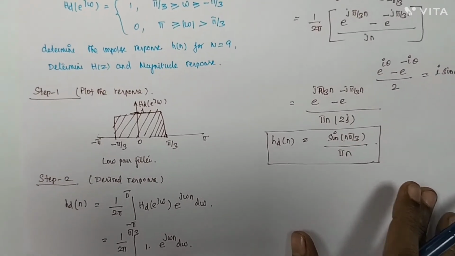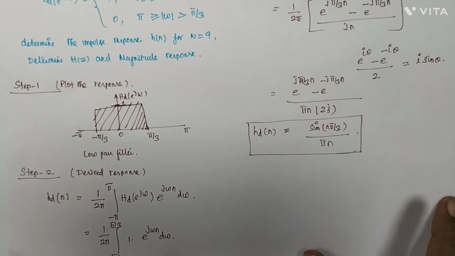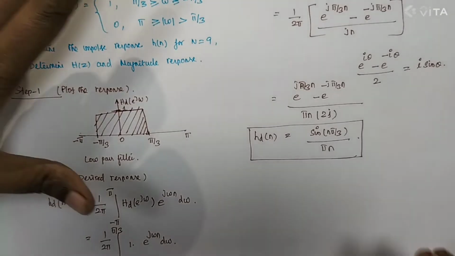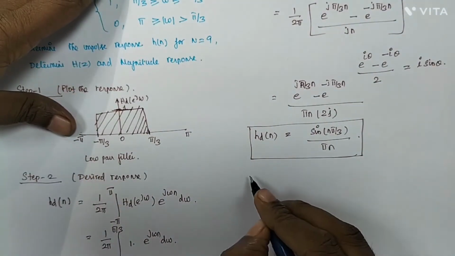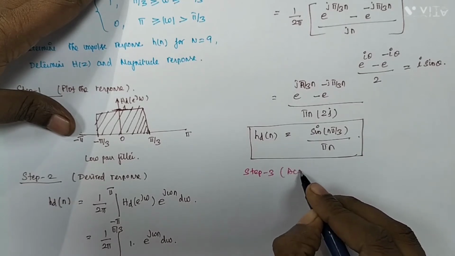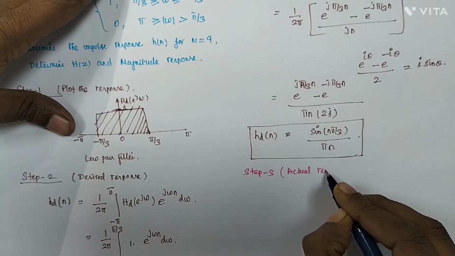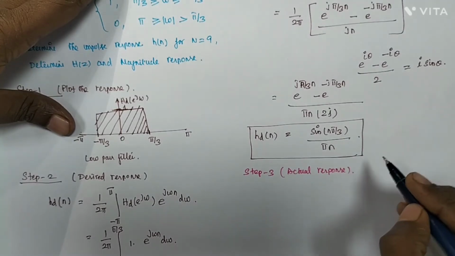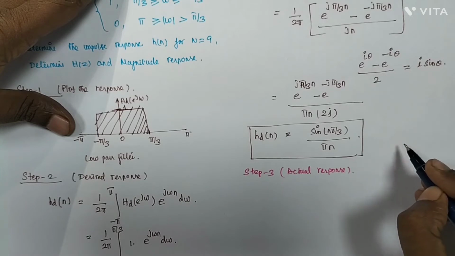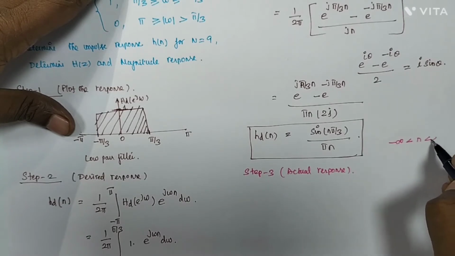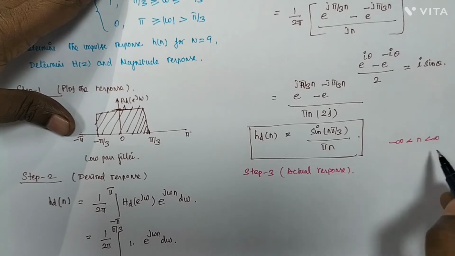So we found the desired response. Next we have to find the actual response. Here, step 3, that is the actual response. So what is in that actual response? Here the desired response is of infinite duration.